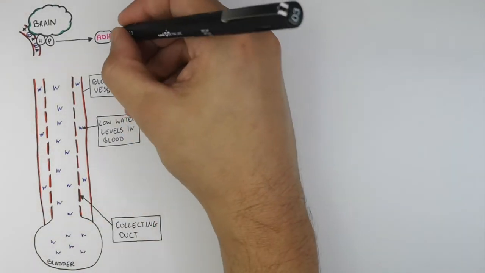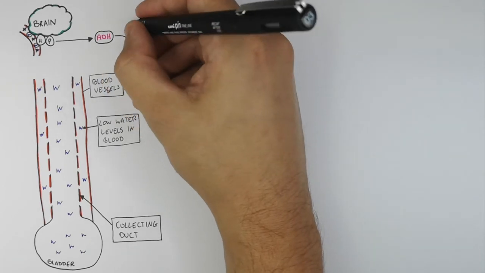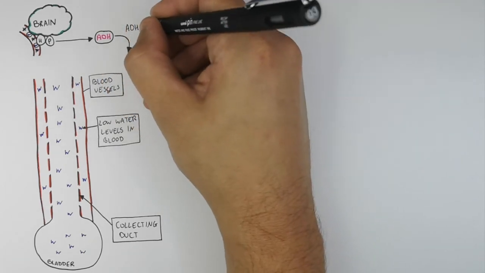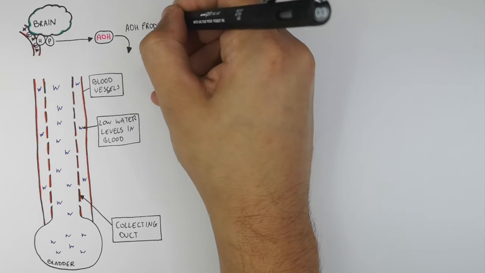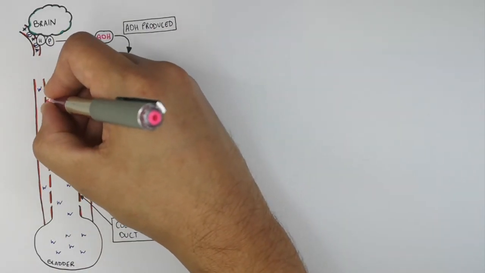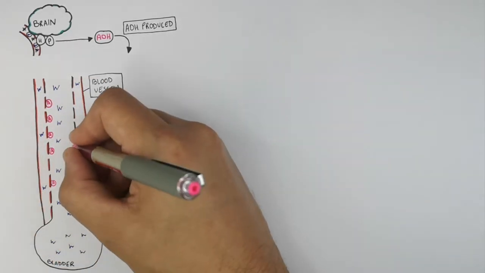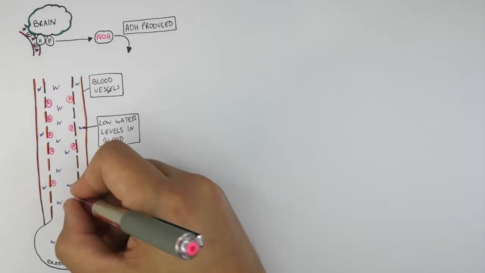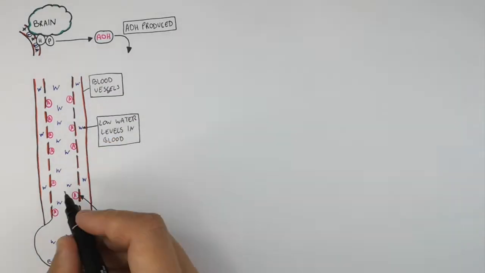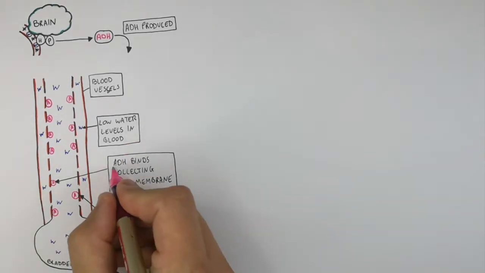So remember, ADH is secreted by the pituitary gland into the blood. The ADH is then going to bind onto the collecting duct's membrane. So as you can see here, the ADH is binding onto the membrane of the collecting duct. So ADH binds the collecting duct membrane.